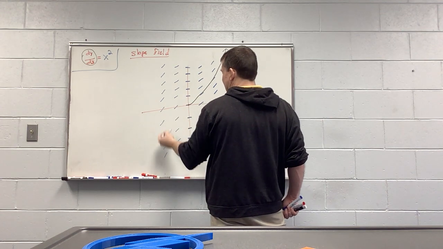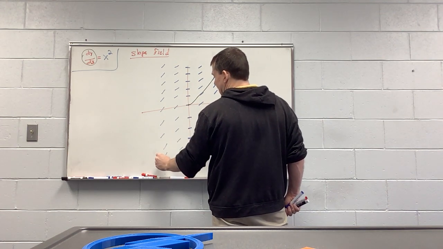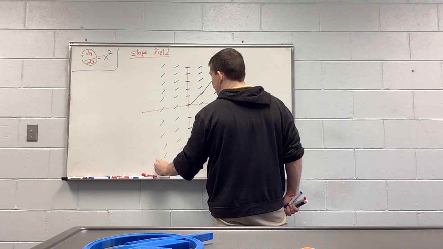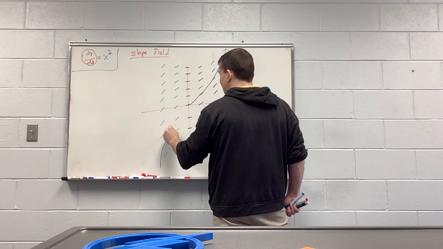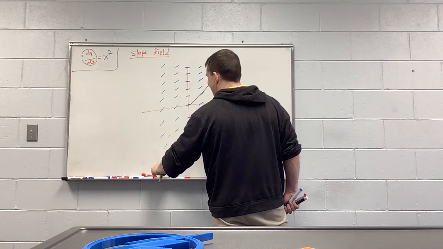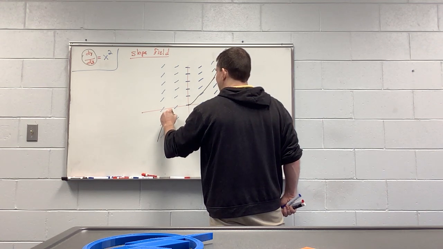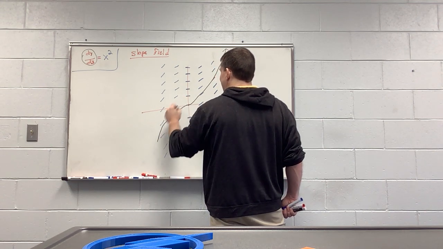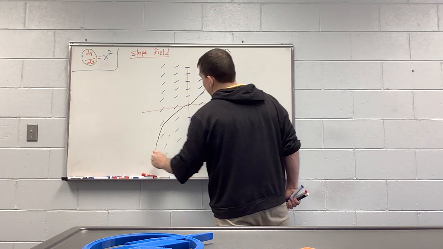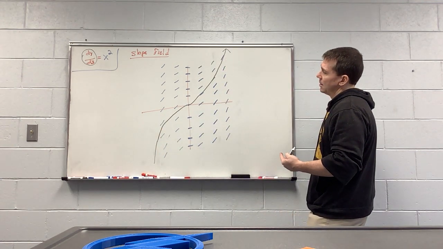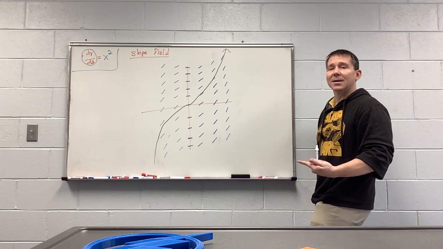On this side, as I approach this, my slopes should clearly be really steep. I'm going to miss it because I started too low. My slopes should be really steep, but then as I approach 0, they should flatten out. And it should look like that, which is clearly a cubic.